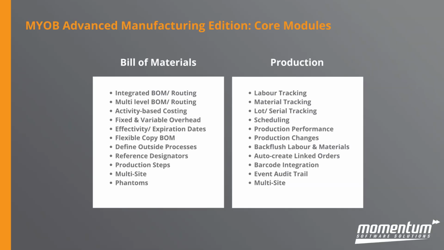MYOB Advanced's Manufacturing Edition is comprised of two core modules, Bill of Materials and Production. The Bill of Materials acts as a basis for production, where we capture costs, materials and labour, and we use that bill during the production cycle.